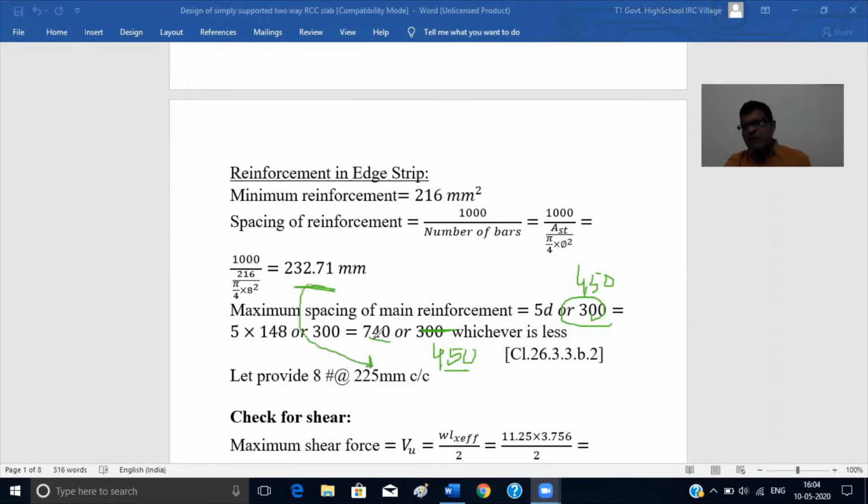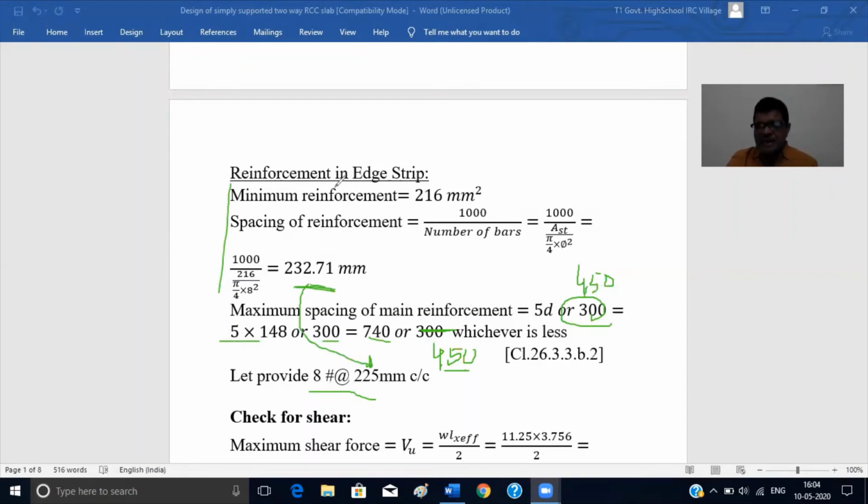So that means you have three kinds of steel. One is the AST XX that you have obtained, 8 mm at the rate of 175 millimeter. In Y direction, provide the minimum steel, that is 8 mm at 225 millimeter. Also in the A strip, because you have seen the middle strip and A strip. So in the A strip, we provide again the minimum reinforcement, which again comes out to be 8 mm at 225 millimeter. So why are you calculating again? Because you have to check with the 5D and 500, 450.